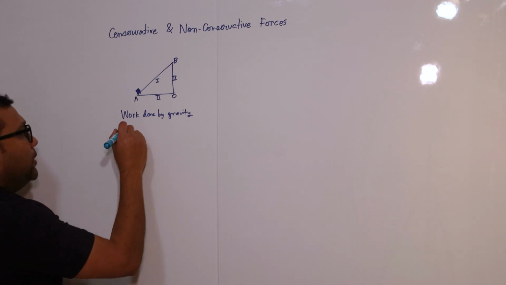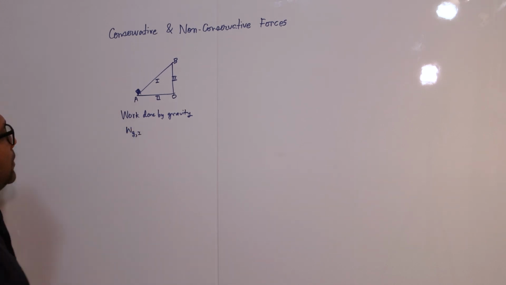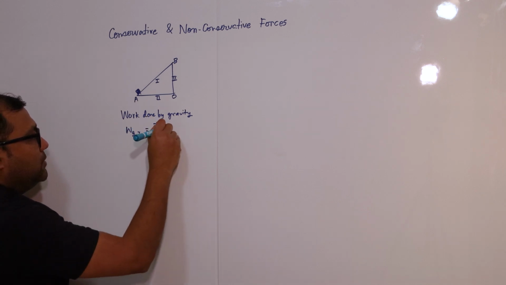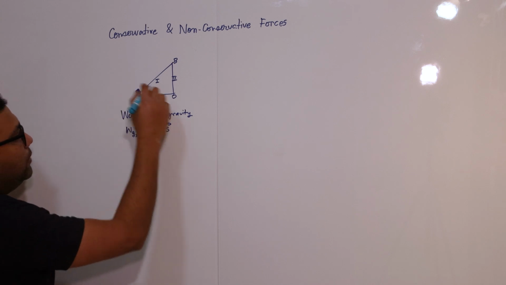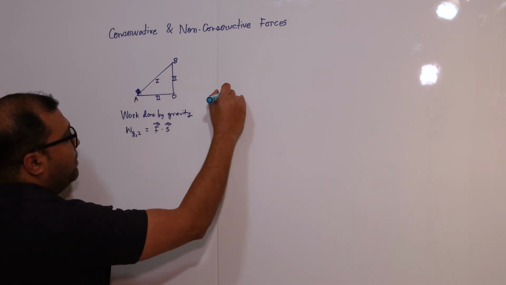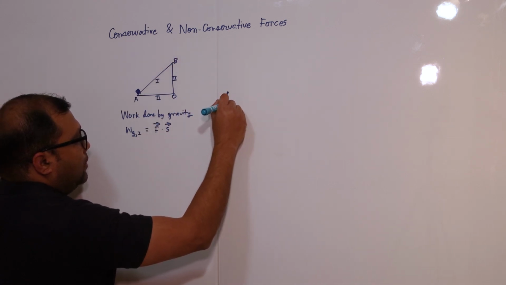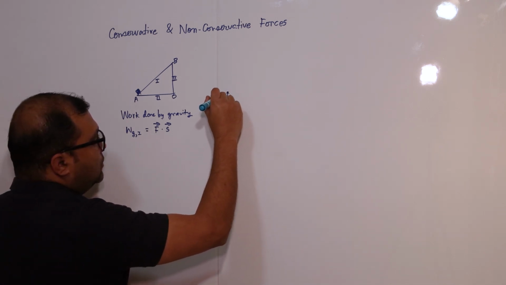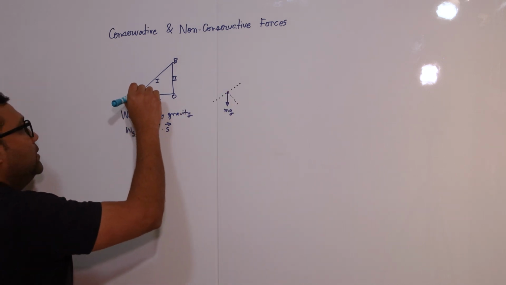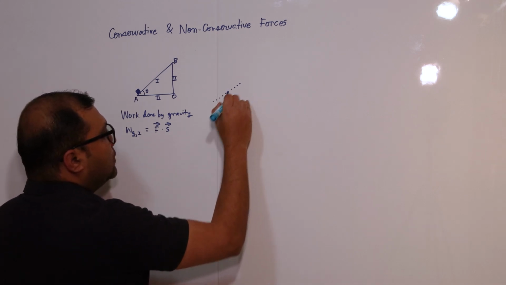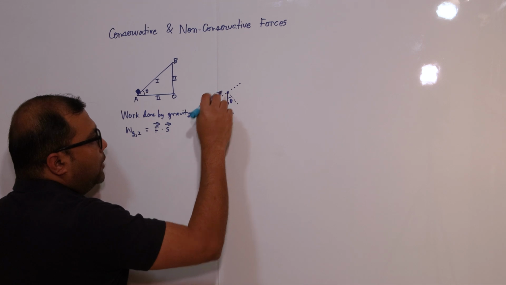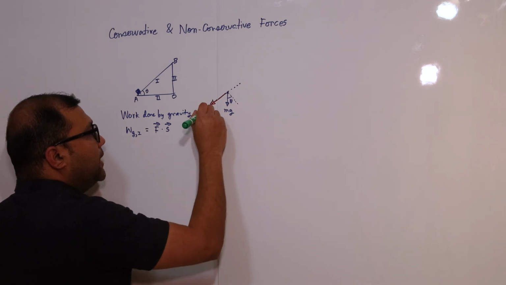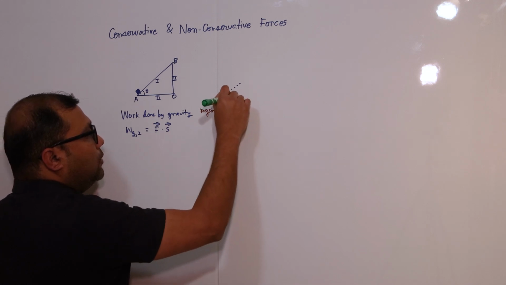So let's calculate the work done by gravity in path 1. Based on the definition, work done is the dot product of force times displacement. Now if I look quickly at the free body diagram of the mass m on this inclined plane, mg is the gravity force, and suppose this is the inclined plane. Let's say this angle is theta. So the component of mg along the inclined plane will be mg sine theta, and perpendicular to it will be mg cos theta.